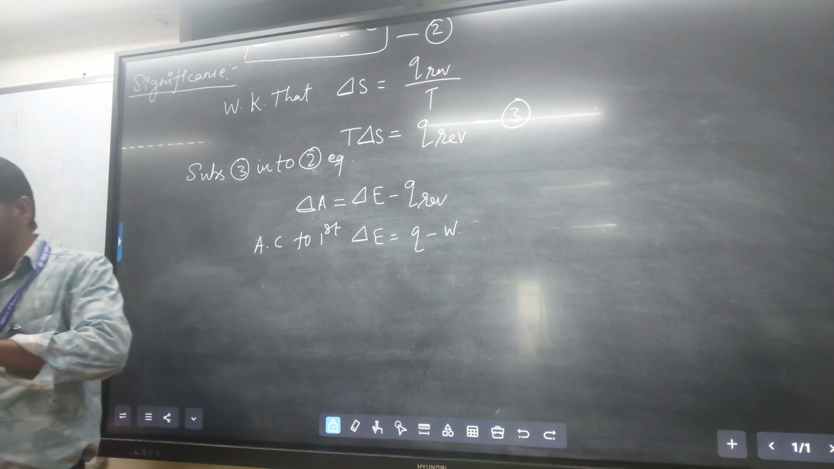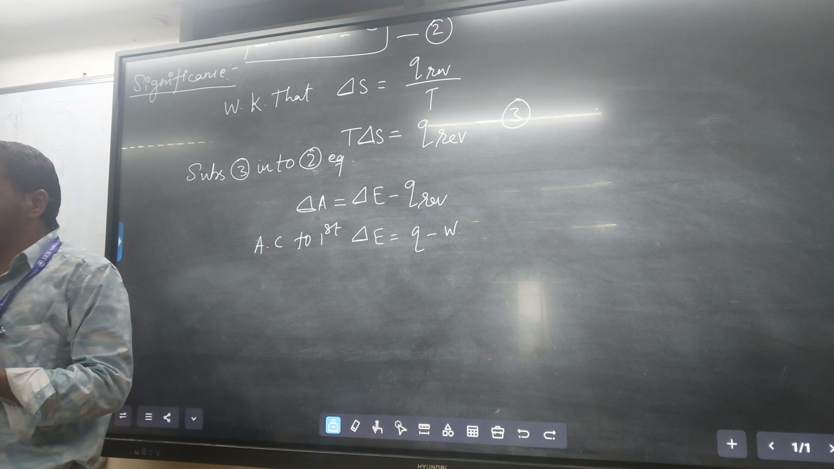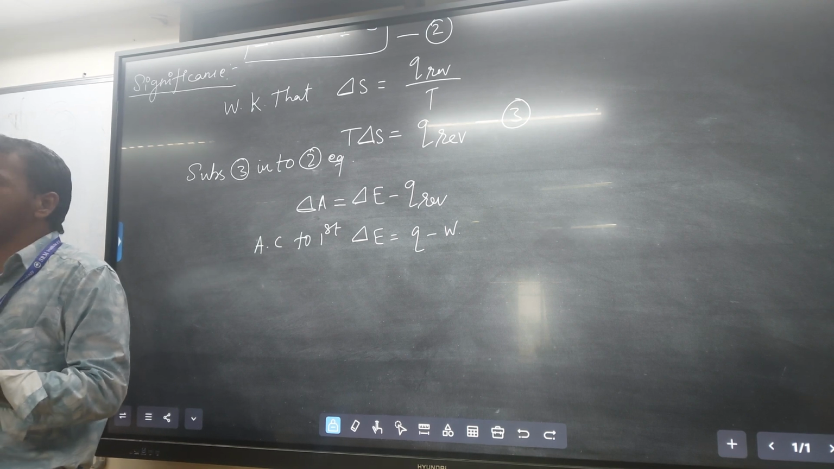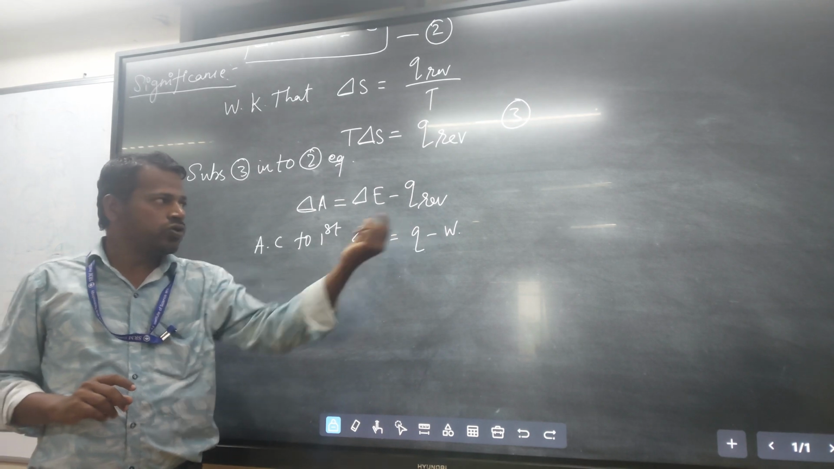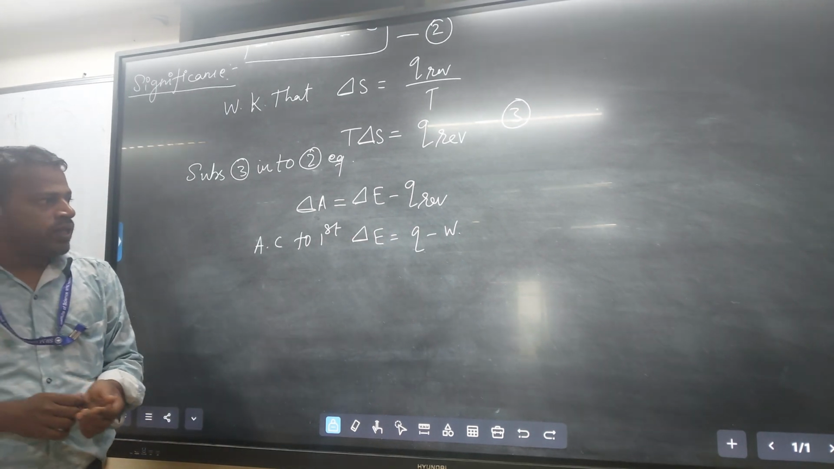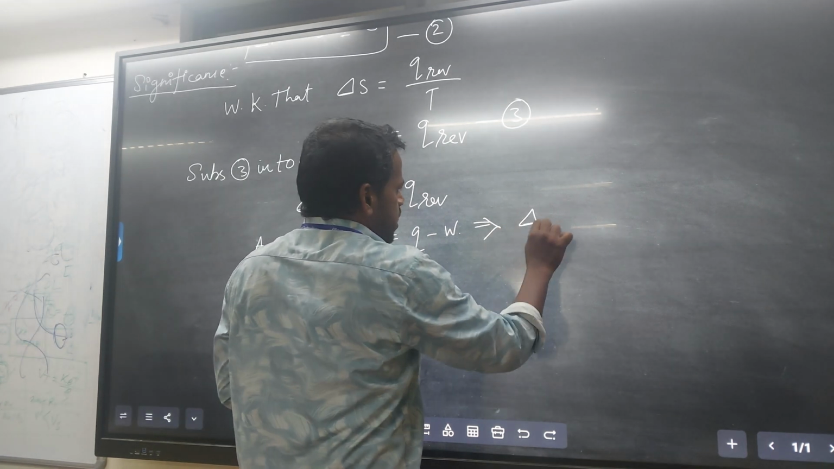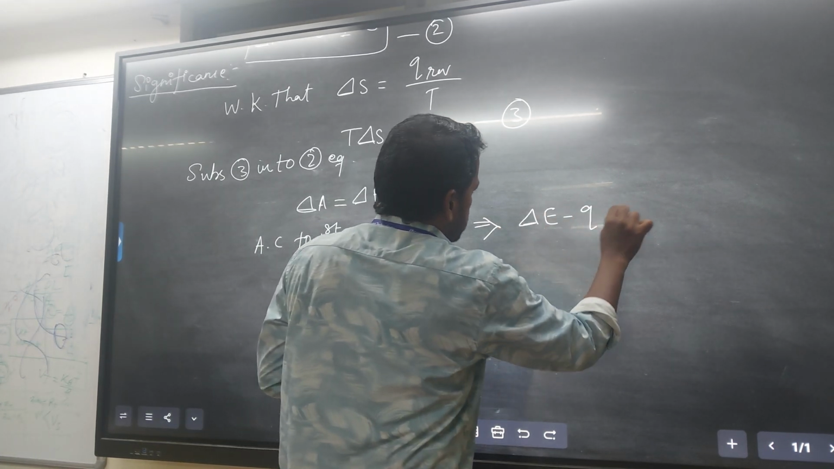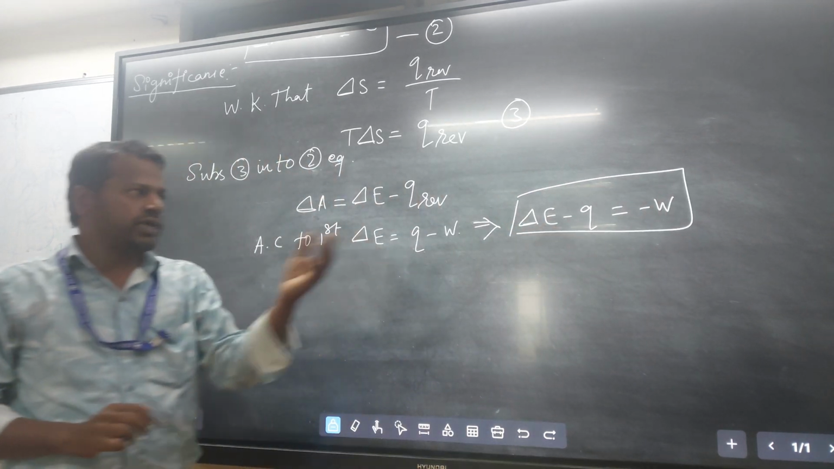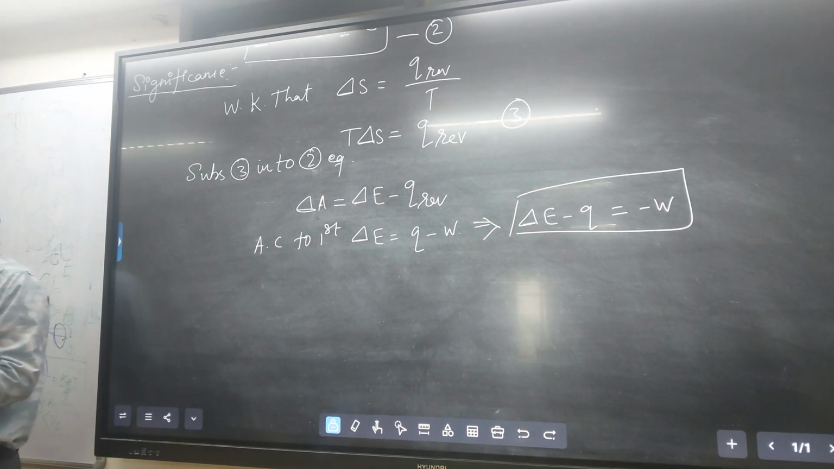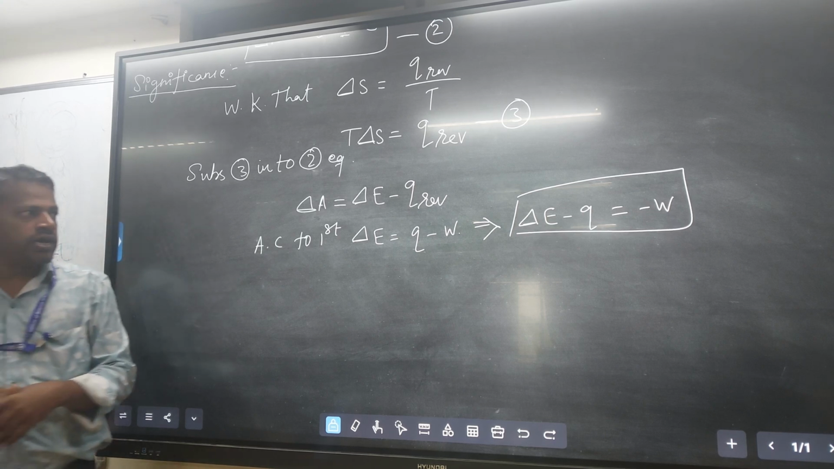When the system does work, you subtract the work done by the system from the total energy given to the system. Therefore, delta E equals Q minus W. Otherwise, you rearrange it: delta E minus Q equals minus W. Just rearrange it.